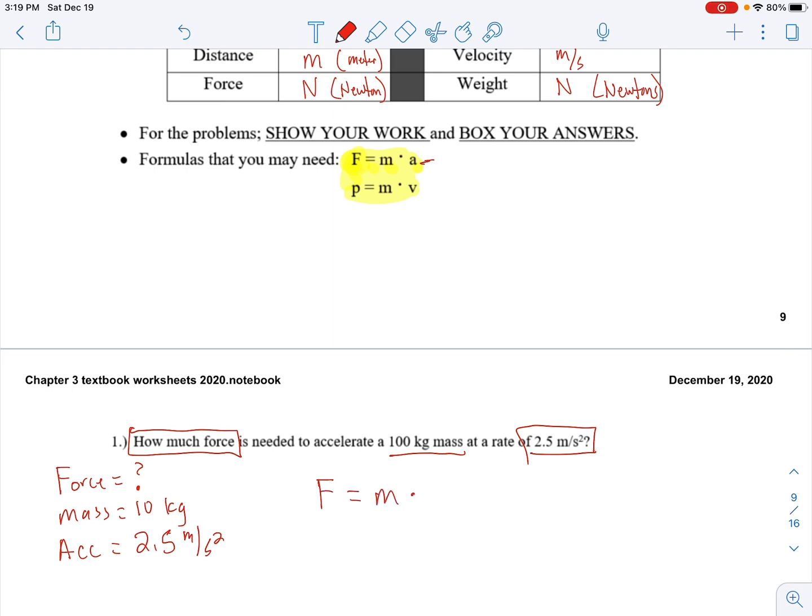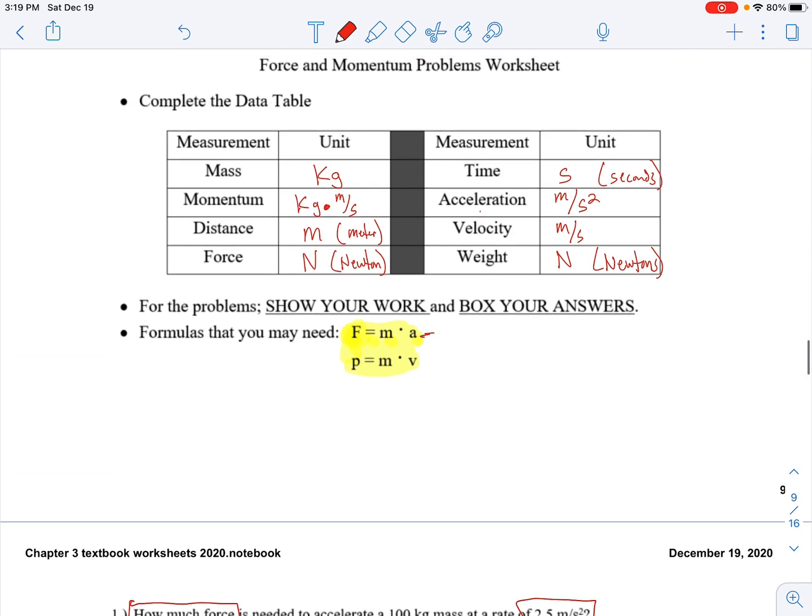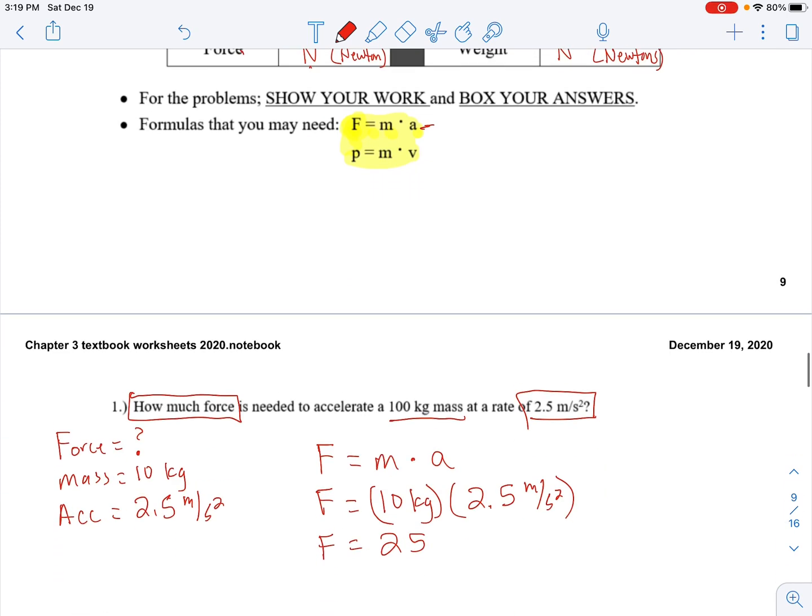Force is mass times acceleration. And then I put my numbers in. I don't know my force, but I know my mass is 10 kilograms. And my acceleration is 2.5 meters per second squared. So 10 times 2.5 is going to give me 25. And if I'm not sure my unit, I can come double check. Forces are measured in newtons. So I will label that as a newton. And kind of put a box around there so the teacher can find my answer.